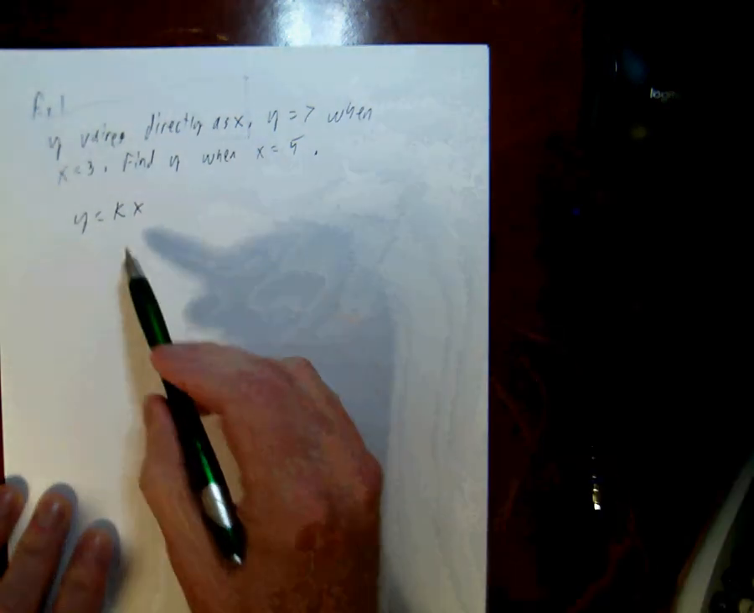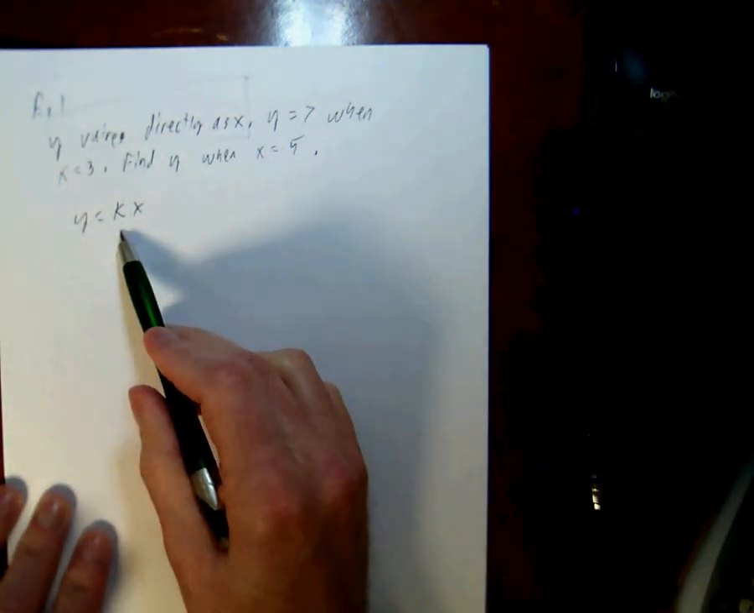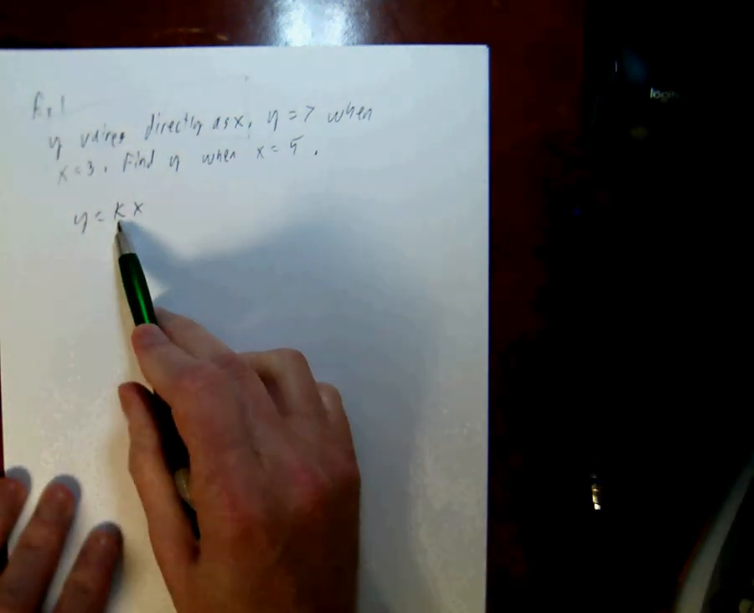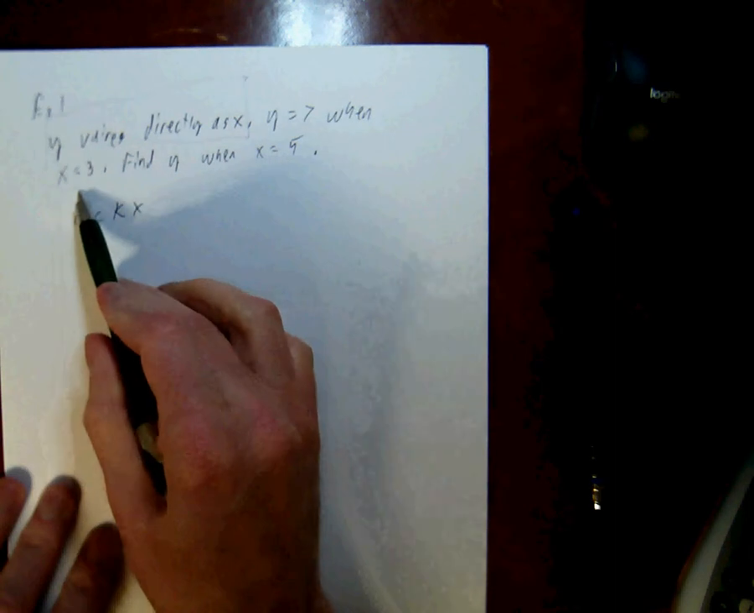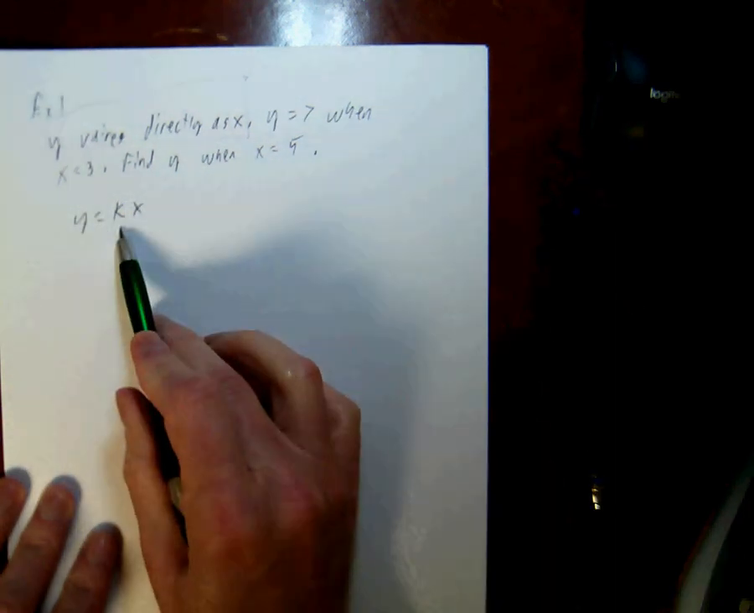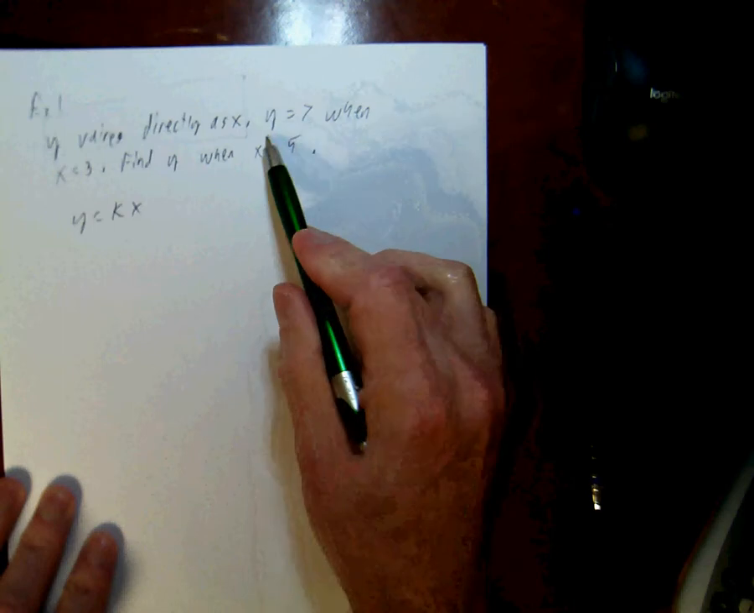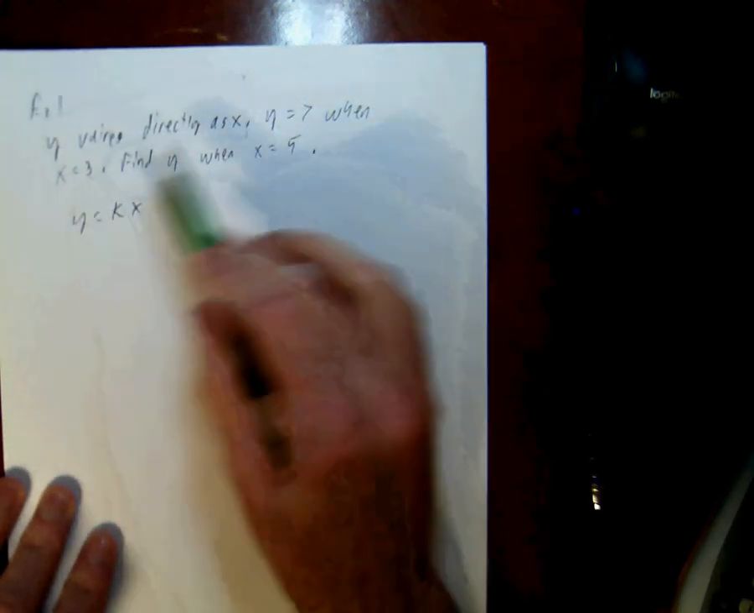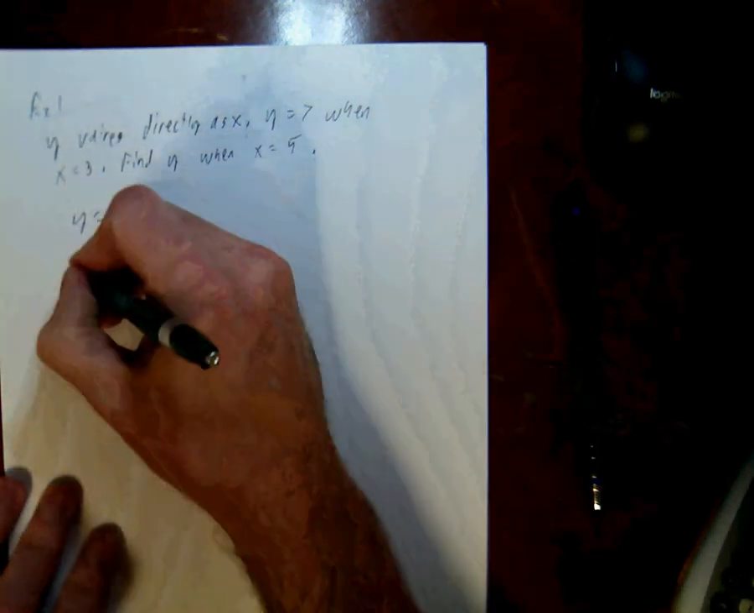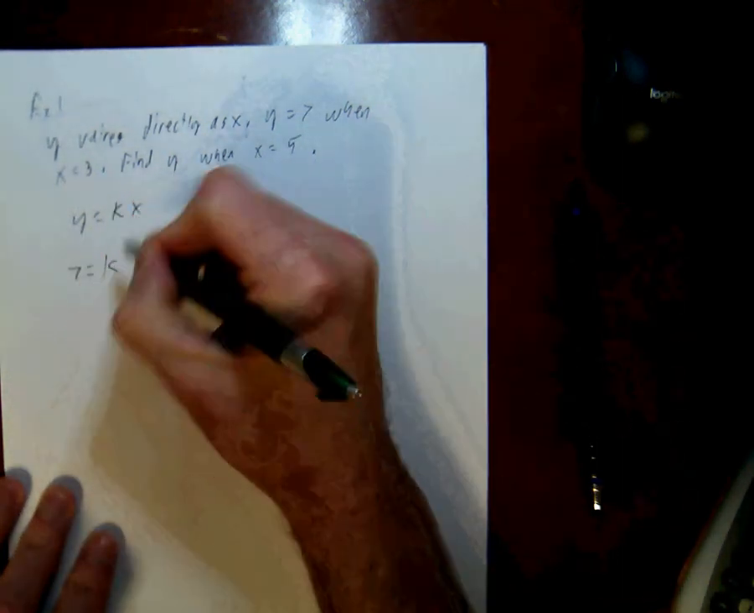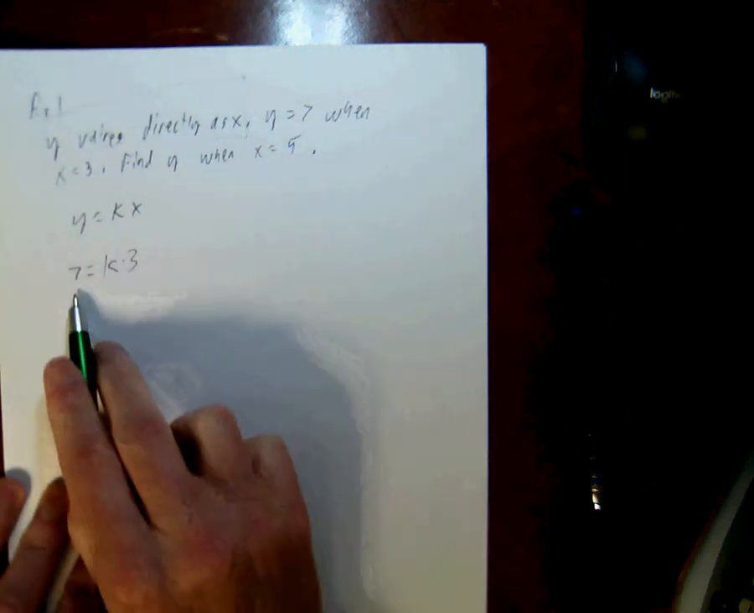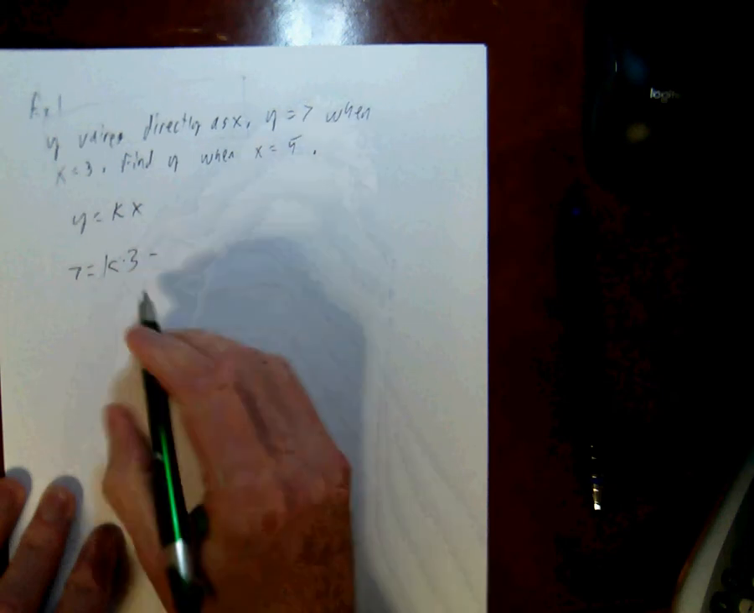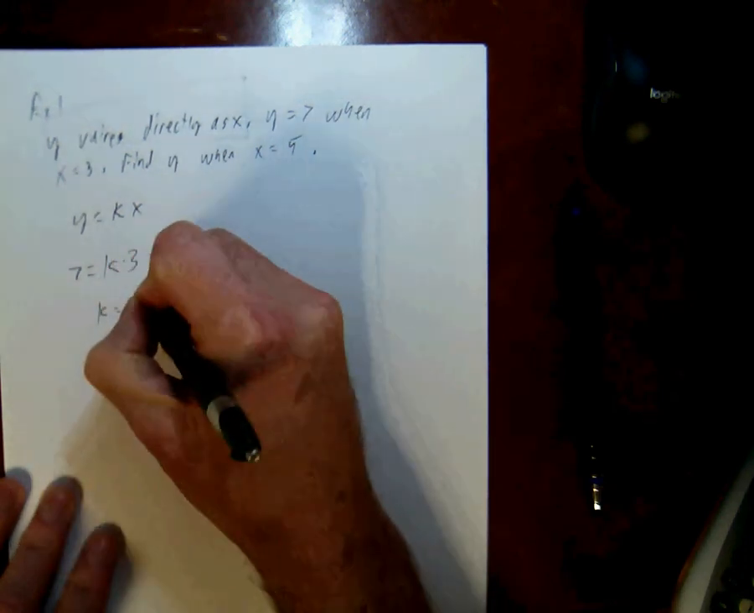Next, we have to figure out what our constant of variation is. We've got to figure out what k is, and this next sentence gives us the information so that we can figure out what k is. It says when y equals 7, x equals 3. So basically it's telling you to plug this in. So I get 7 is equal to k times 3. Now we have an equation we can solve, and it's pretty easy to solve at this point. I end up with k is equal to 7 over 3.